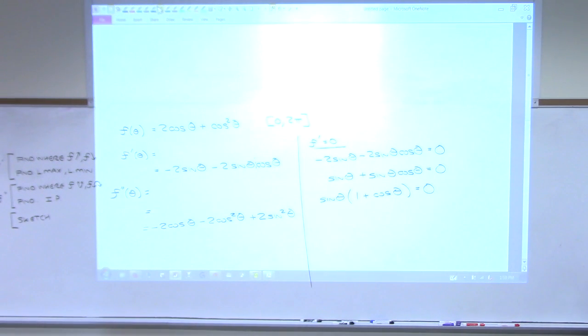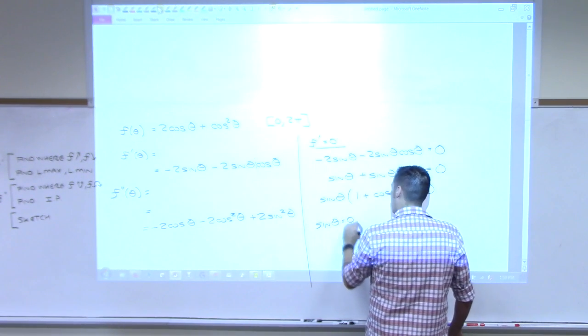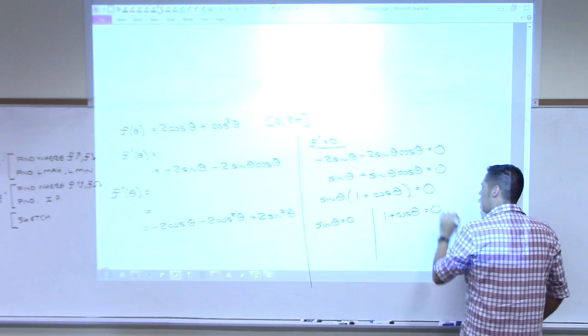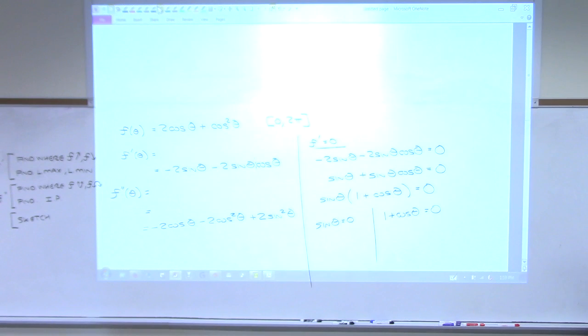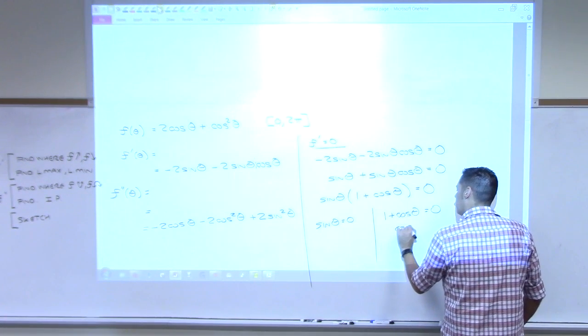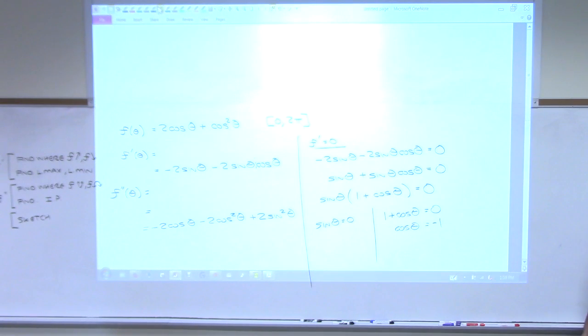Because I can set each of those factors equal to 0, can't I? So I set sine theta equals 0, and then I set 1 plus cosine theta equal to 0, and that's nice. This really turns into cosine theta equals -1. Right, just move the 1 over. And you'll recognize, hopefully, that those are nice values on your unit circle that you should be familiar with.